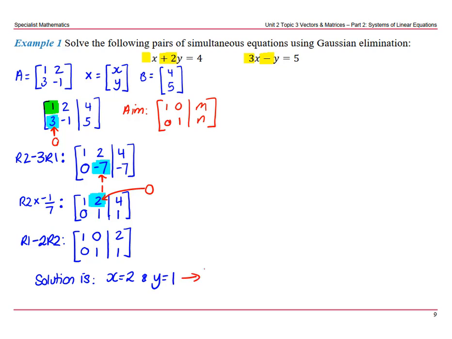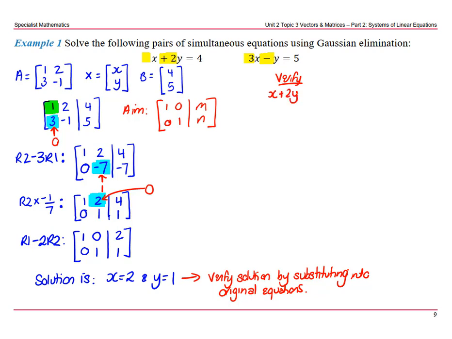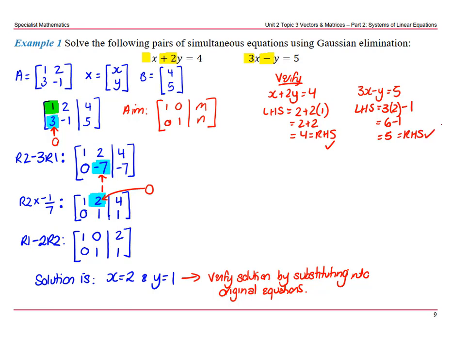Now remember to verify your solution by substituting into the original equations. So to verify, we have x plus 2y equals 4. So our left-hand side would be equal to x is 2 plus 2 lots of 1, which is 2 plus 2, which is 4, which equals our right-hand side. For 3x minus y equals 5, our left-hand side is 3 lots of 2 minus 1, 6 minus 1, which is 5, which is equal to our right-hand side. So we know we're correct.